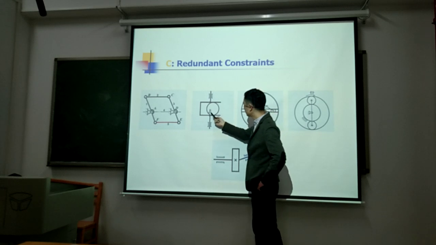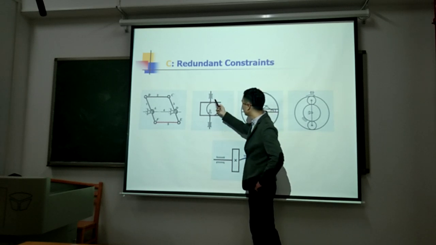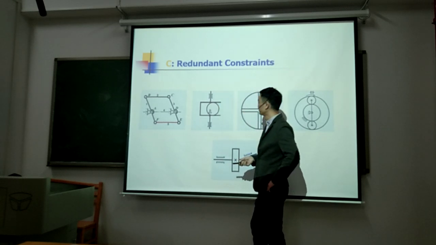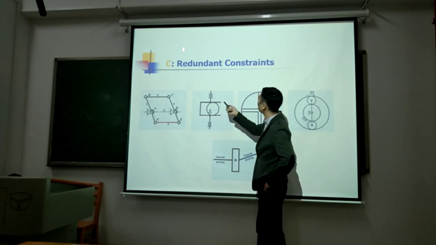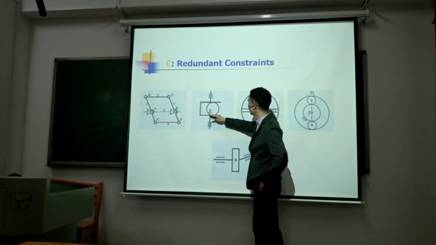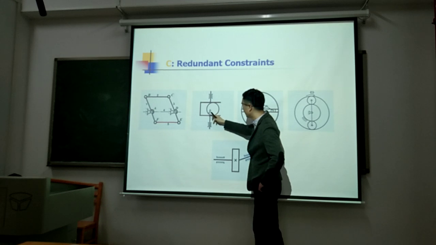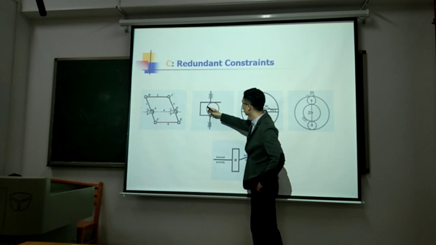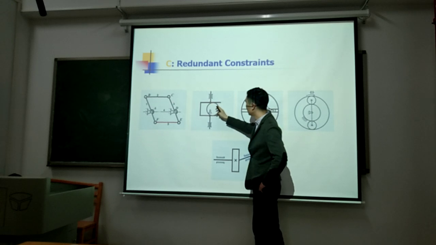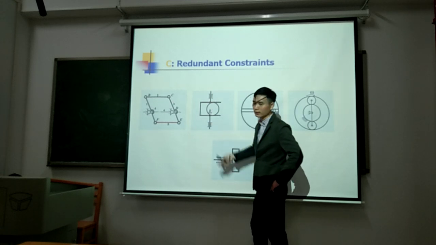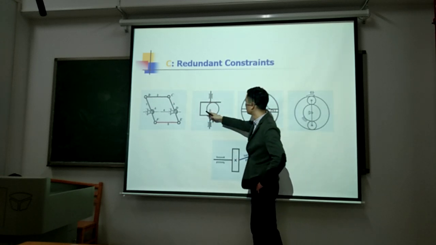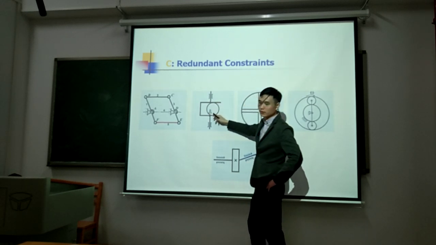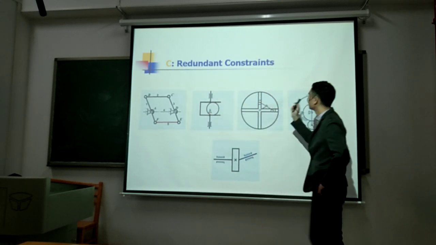So the connections here and here are redundant. If this one is not connected, through the rotation of the circle, this one also can go up and down. So one of these two is a redundant constraint.